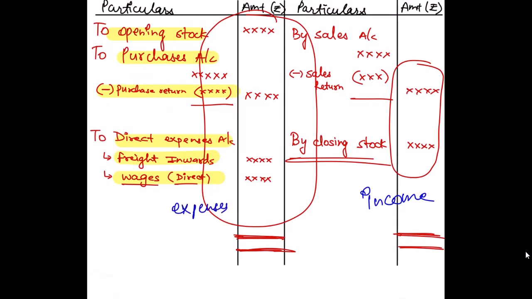Let's say your income is higher. Hypothetically, let's say your income is 1 lakh rupees and the total of your expenses comes to 80,000 rupees. So the remaining 20,000 would be the gross profit. It will be the gross profit which will be carried down to the P&L account below.